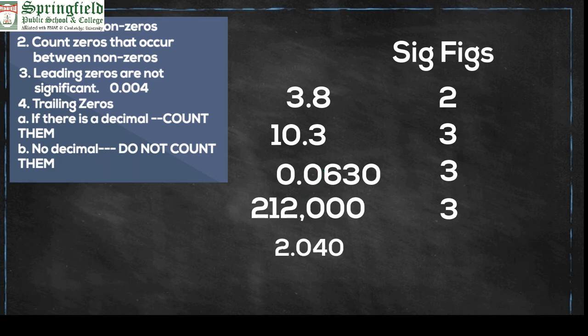Okay, this next one, 2.040, has a decimal, so you count the trailing zero, so that is 4. And finally, this last one, 9.0. Don't get tripped up by this one. It would be easy to just say 1, but you have a decimal and a trailing 0, so you would count it. So that would be 2.